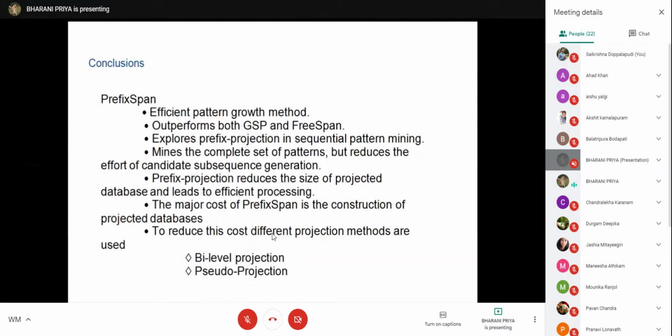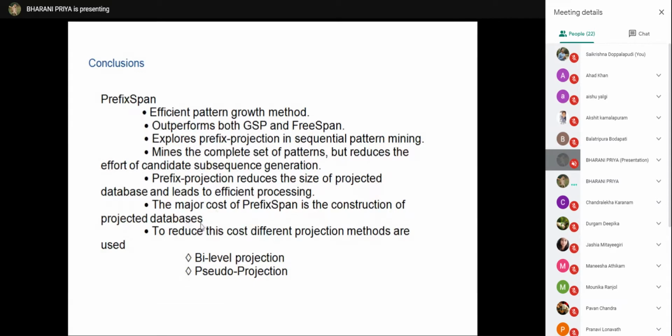So the PrefixSpan algorithm is an efficient pattern growth method. The cost of PrefixSpan is in the construction of the projection database. So to reduce the cost, different projection methods are used with additional knowledge. We are not going to discuss bi-level projection and pseudo-projection in detail. As PrefixSpan algorithm is incurring more cost, we are going for modified projection methods, that is bi-level projection and pseudo projection.